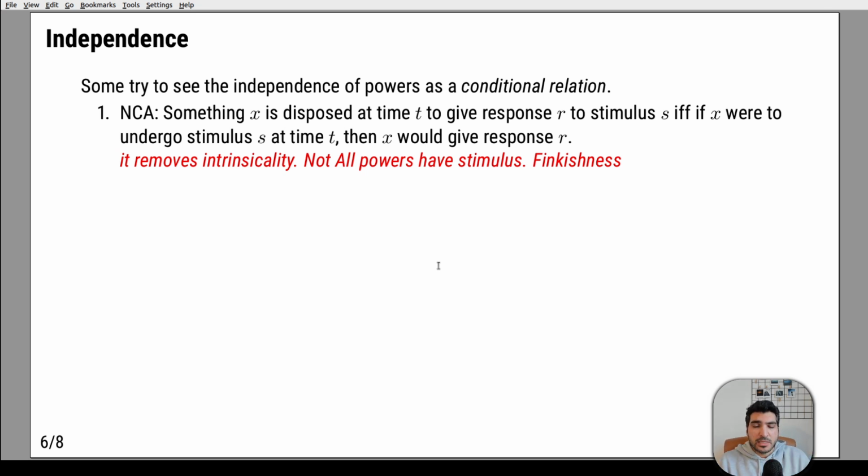The other problem with this analysis is finkishness. C.B. Martin talks about this. I guess C.B. Martin, if not Molnar. So what is finkishness? Now we'll talk about powers in more detail in the next session. Certain entities have powers, but some have powers to gain some other powers.